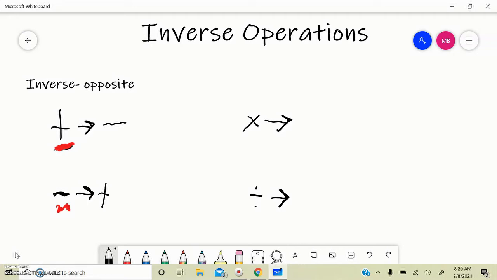When I have a multiplication sign, remember that can be x or the dot, or it can be seen with just parentheses with a number on the outside. All different ways to show multiplication. And I'm going to do division. Lastly, when I do division, I'm going to do multiplication as my inverse operation. Okay, so that's showing you all the different inverse operations that you'll be using with equations and inequalities.